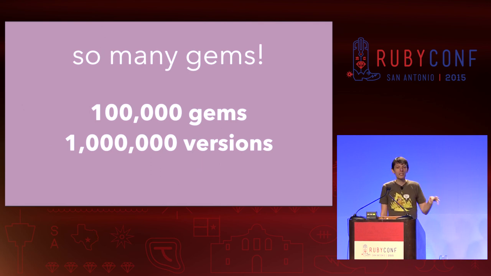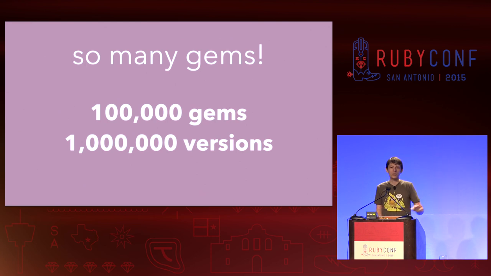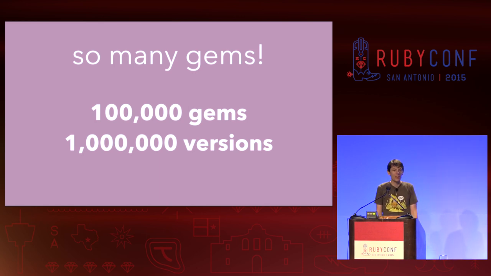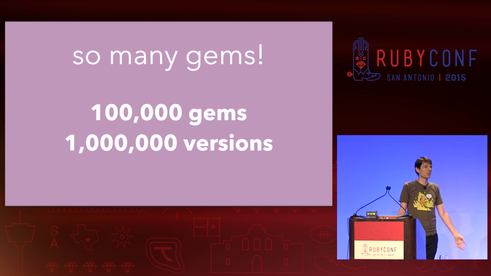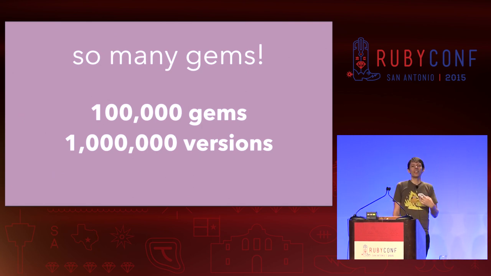So RubyGems made installing, upgrading, creating, and using gems so easy. There was this huge explosion of libraries. So today, there are almost 100,000 different gems, and there are almost 1 million versions of those 100,000 gems. This is really cool. As you may have noticed by now, somewhat predictably, once we started using this, we noticed some problems.